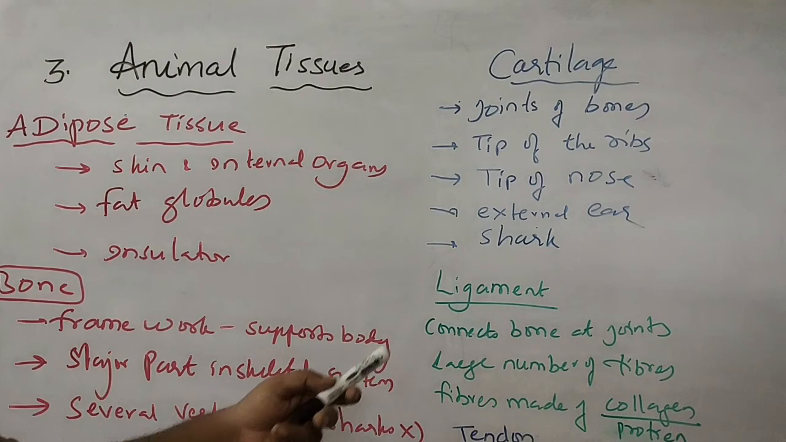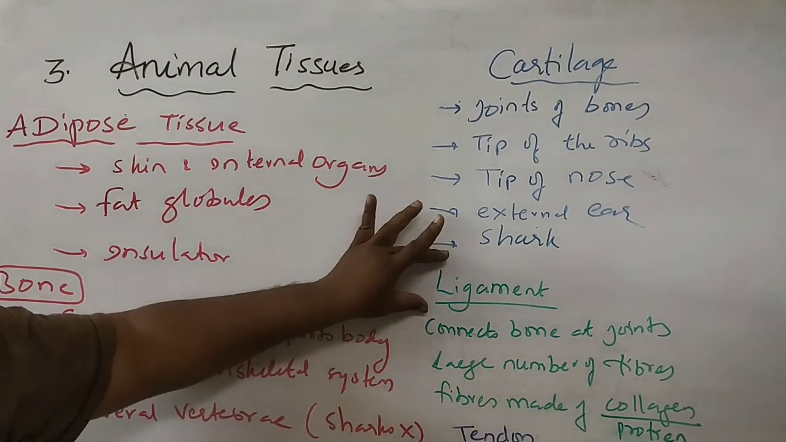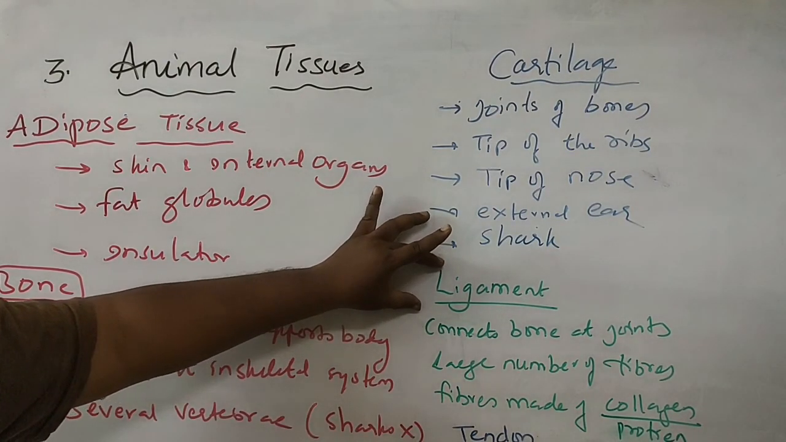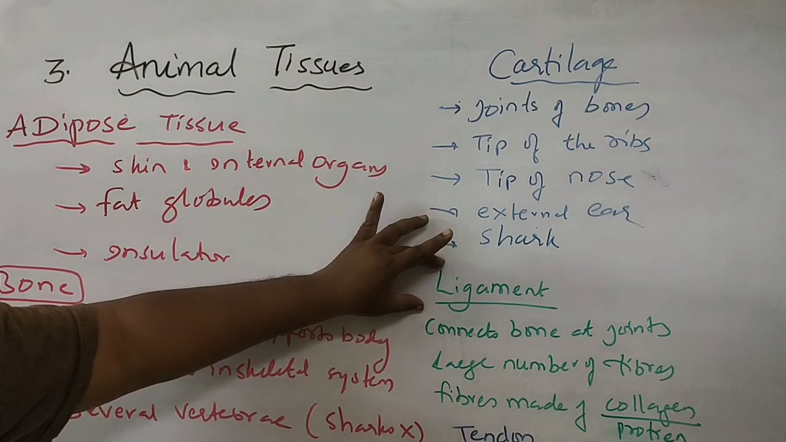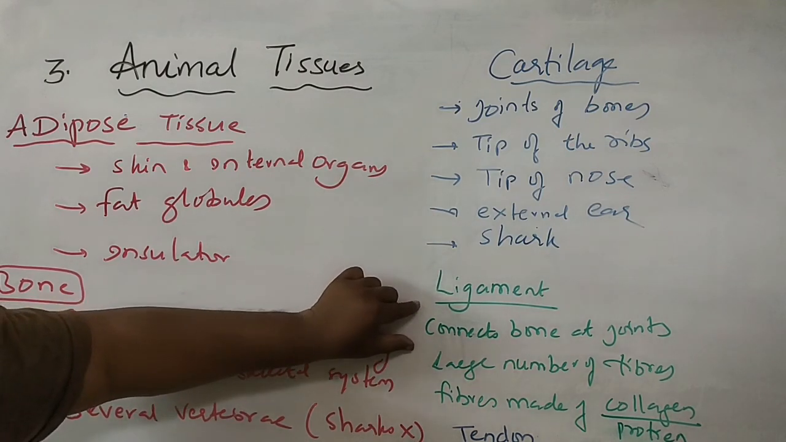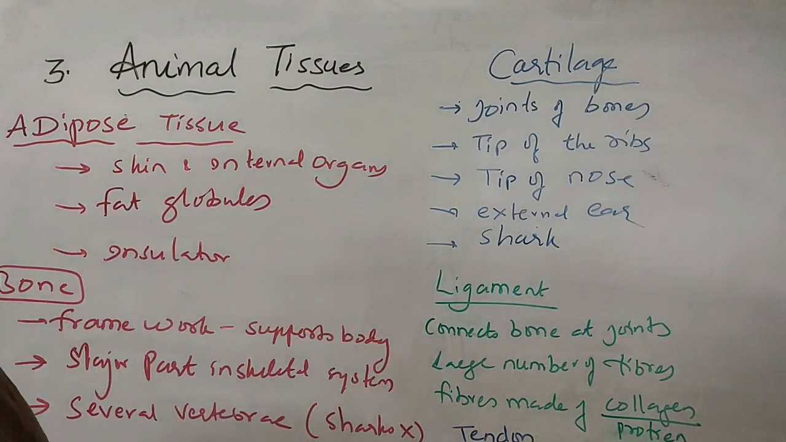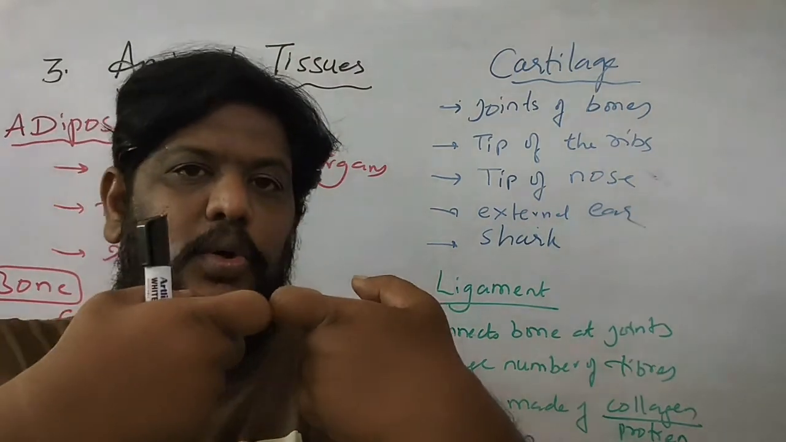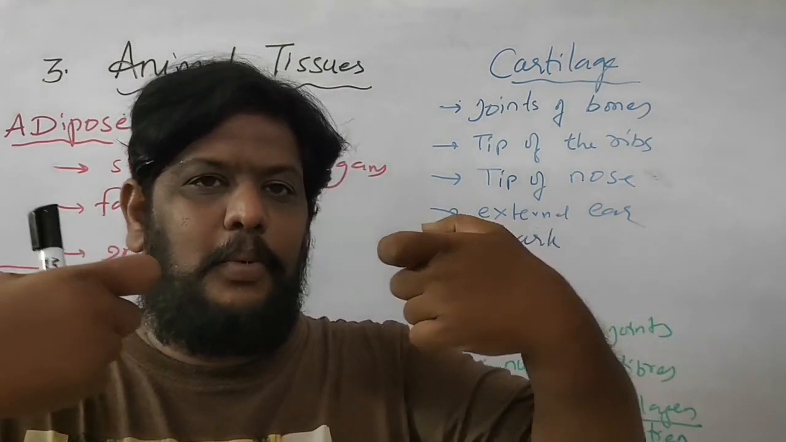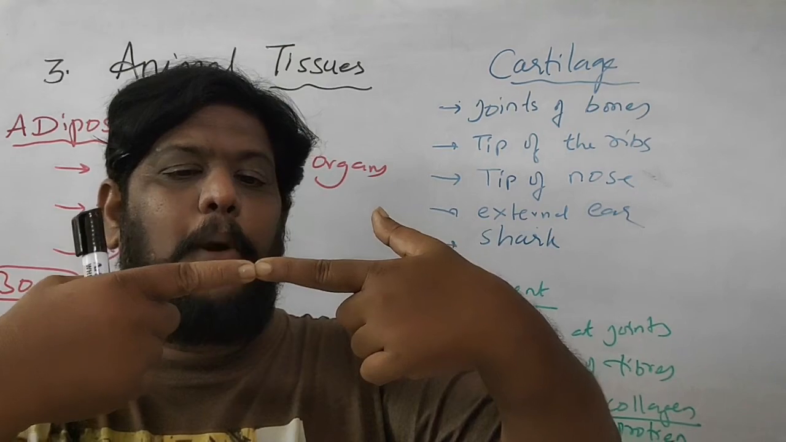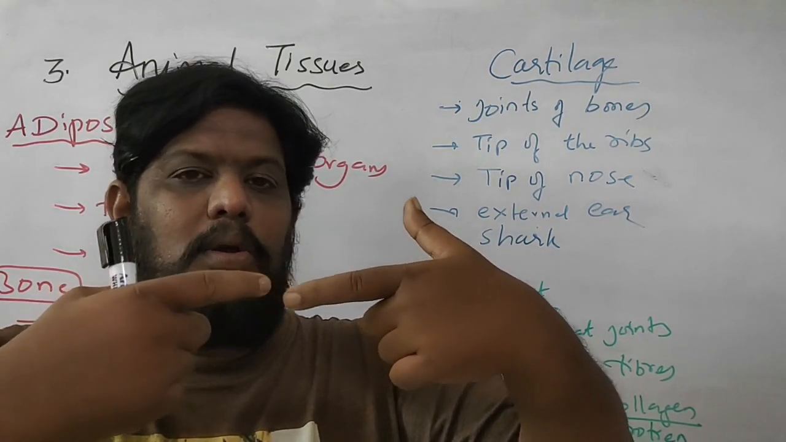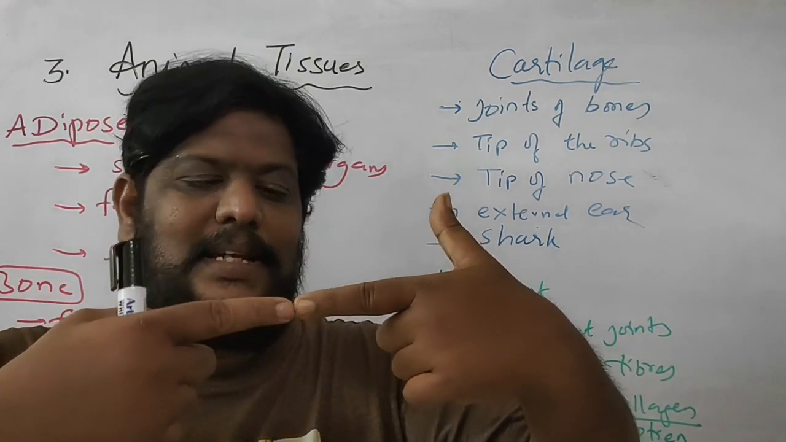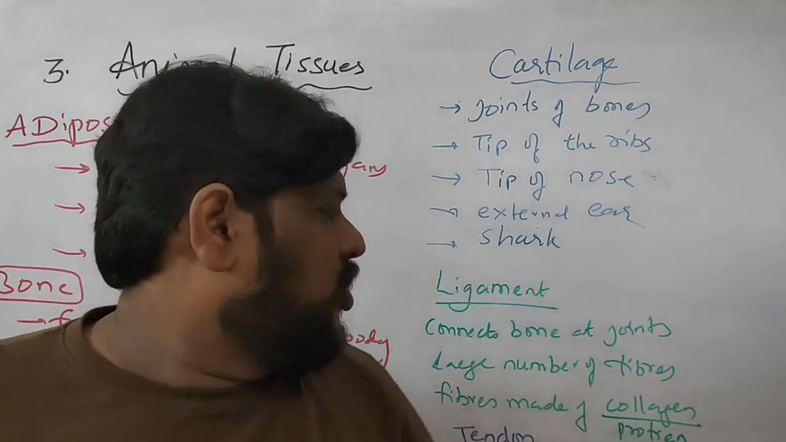And then coming to the ligament. This is very important because it may come in the examination. It connects the bones at the joints. See, two bones have to join together like this, isn't it? It's a different bone, it's a different bone. If there is no proper joint here, your body may get displaced, isn't it? So there should be a proper joint.